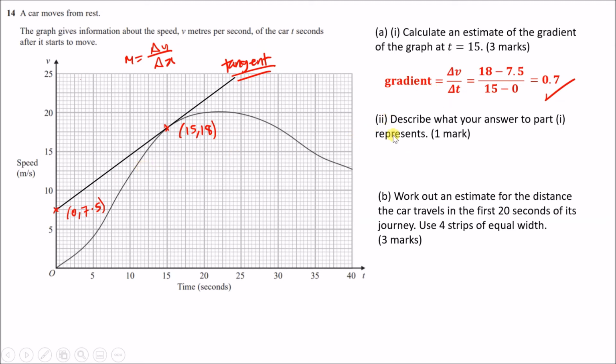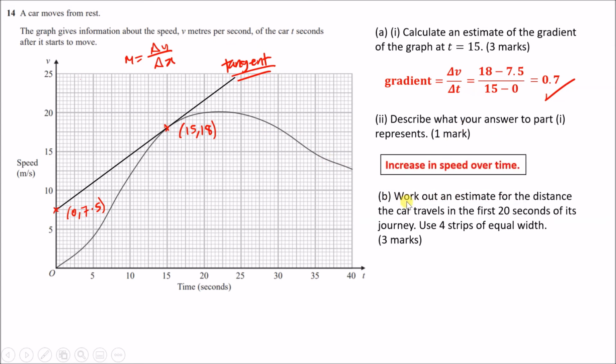Now for part 2, it says describe what your answer in part 1 actually means. Well, what's actually happening here is that you can see that as time goes on, the speed is going up. So we could just say nicely, increase in speed over time. Or you can say there's a kind of acceleration going on, because that's how you increase speed, by accelerating. And that's all.